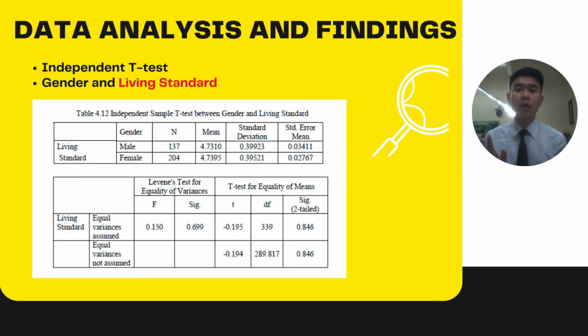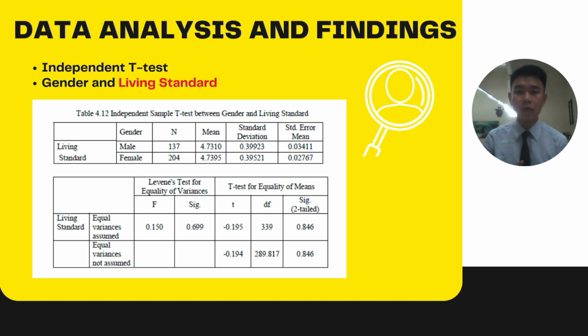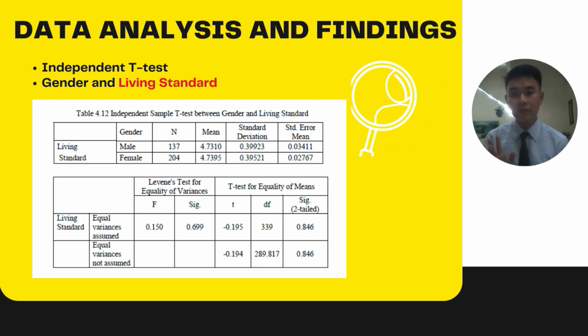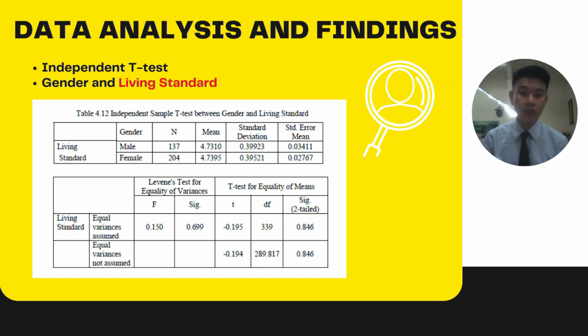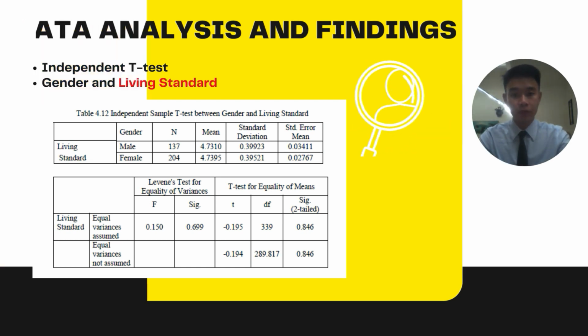Okay, the t-test of gender and living standard shows that the p-value is equal to 0.846, which is also greater than 0.05. Hence, the null hypothesis C could not be rejected, meaning to say that there is no significant difference in living standards among genders. Living standard is decreasing as the living cost keeps increasing. No matter if the respondent is male or female, the living standard of respondents drops simultaneously.